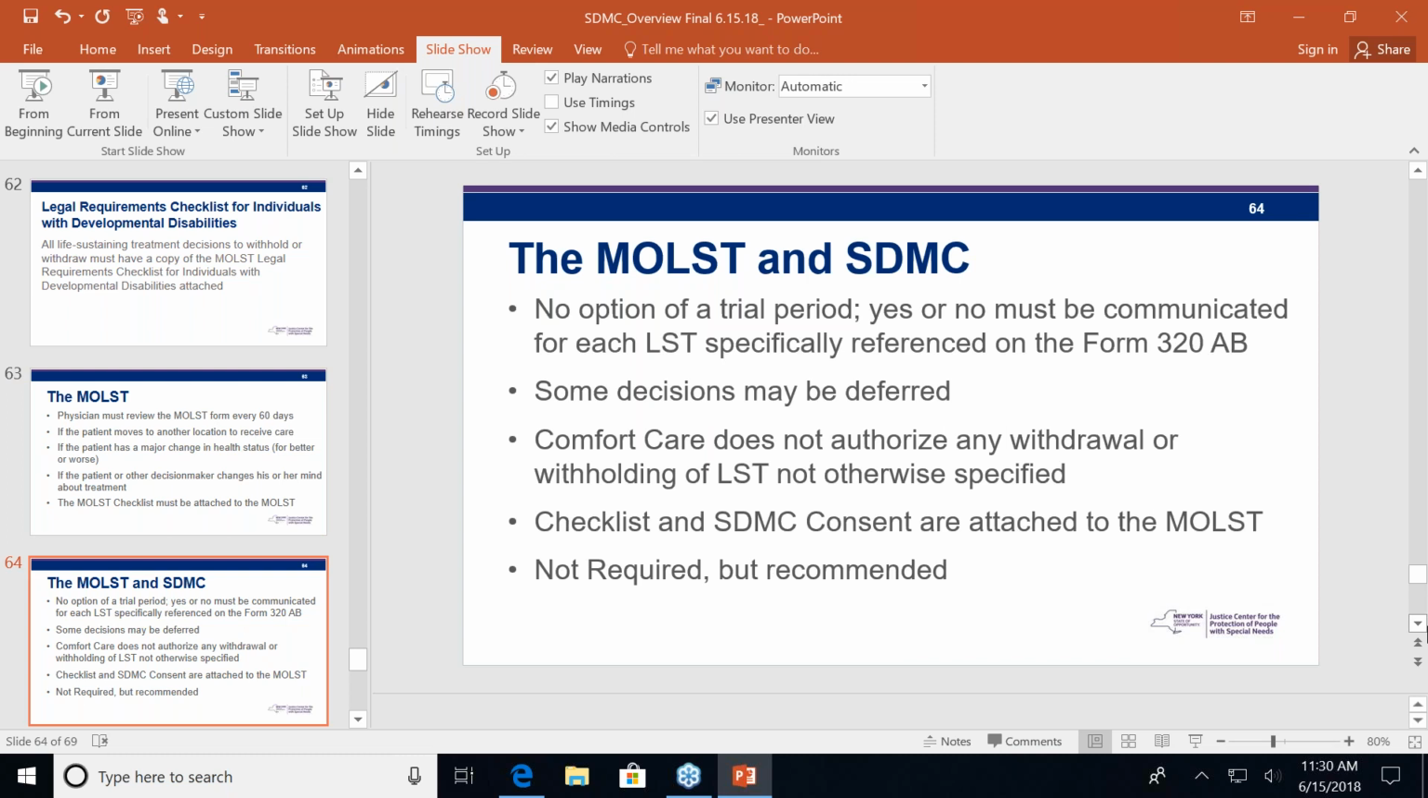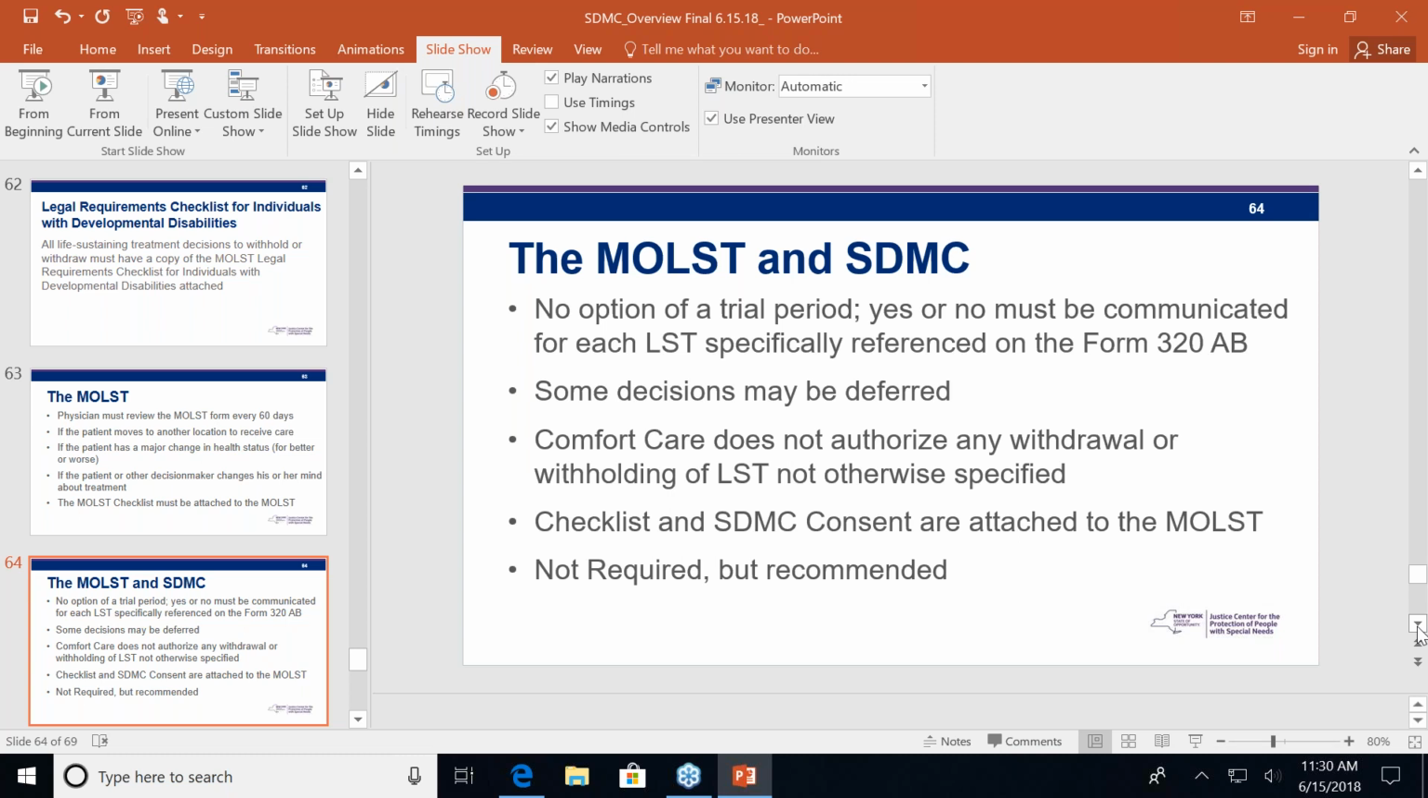My recommendation would be to keep several copies and make sure that you have that available, because what I've heard from providers is that sometimes when they're hospitalized, they don't receive a copy or the actual pink form back. So I just encourage you to be proactive with that when you can.